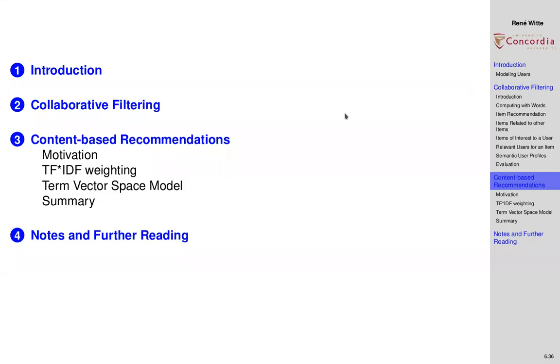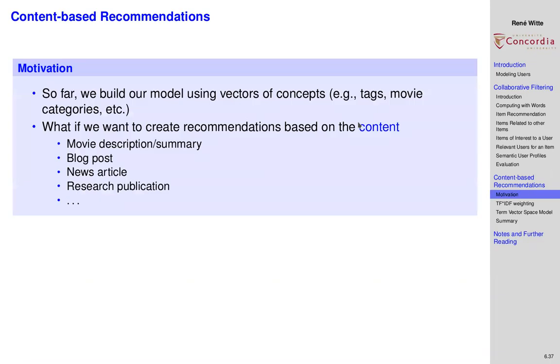Hello, welcome back to the next part of our lecture, where we talk about content-based recommendations. So far, when we built our vectors for movies, vectors for books, for other things, we used metadata, for example, information like tags, to create these vectors.